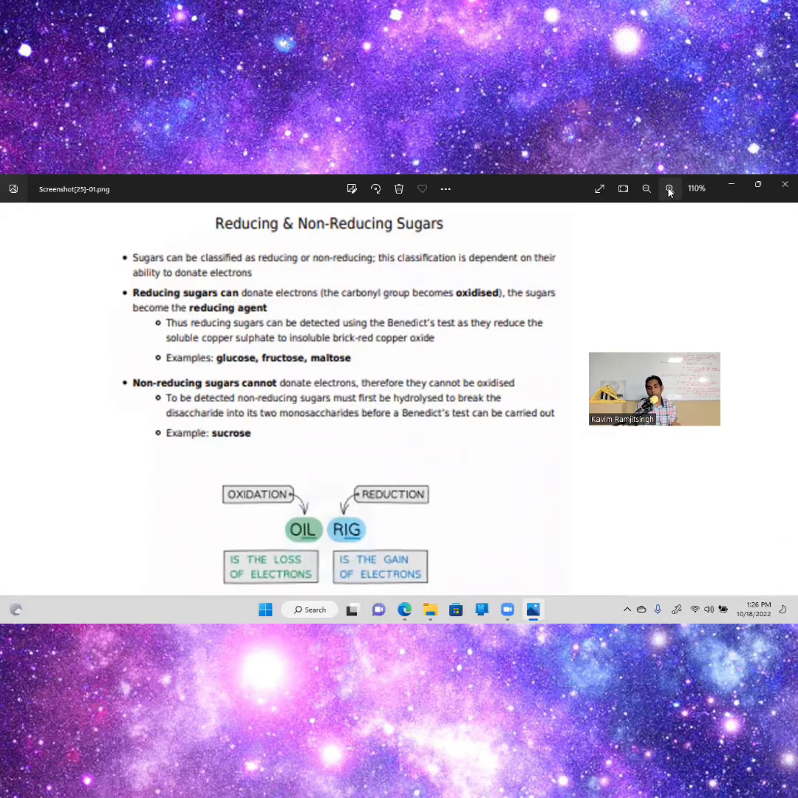We all know this from CSEC chemistry with your reducing and non-reducing sugars and your OIL RIG, right? So reducing sugars donate electrons, non-reducing cannot donate electrons, right?